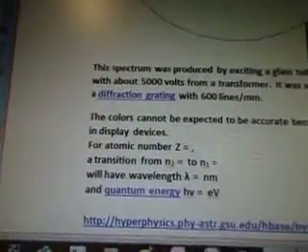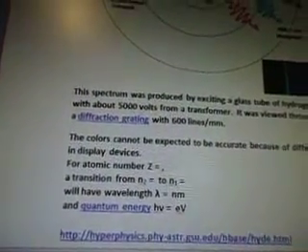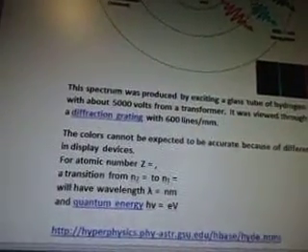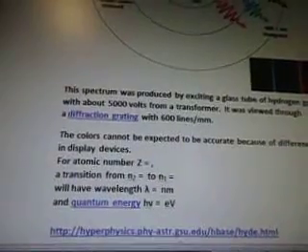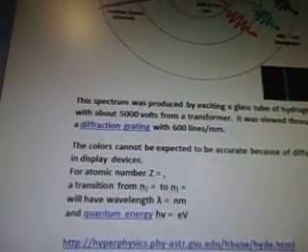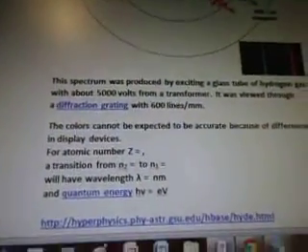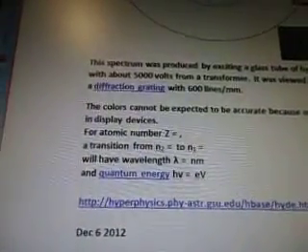So this spectrum was produced by exciting a glass tube. We were talking about nanotubes before in the design. So this is a glass tube, which would be made of obsidian and nanoparticles. The glass tube of hydrogen gas had about 5,000 volts from a transformer. It was viewed through a diffraction grating with 600 lines per mm. The colors cannot be expected to be accurate because of differences in display devices.